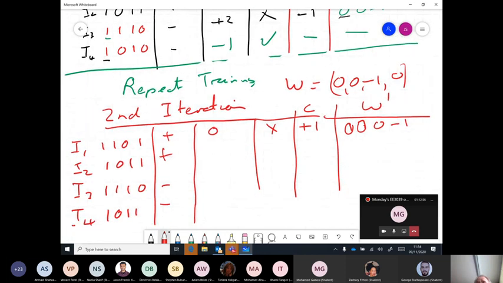Right. Scalar product with the next pattern. 0, 0, 0, 0, minus 1. It is wrong. Update the weight vector again. Add this to the weight vector. It is going to give me 1, 0, 1, 0.